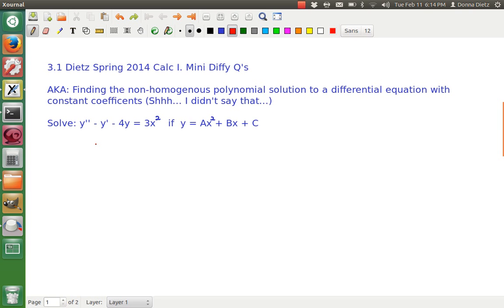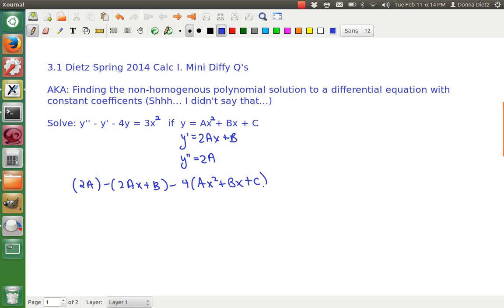Okay? And so it seemed like people didn't have any trouble with this part of the process, this taking the derivatives process. And I don't think many people had trouble plugging it back in. So we have 2a minus 2ax plus b minus 4ax squared plus bx plus c equals 3x squared.